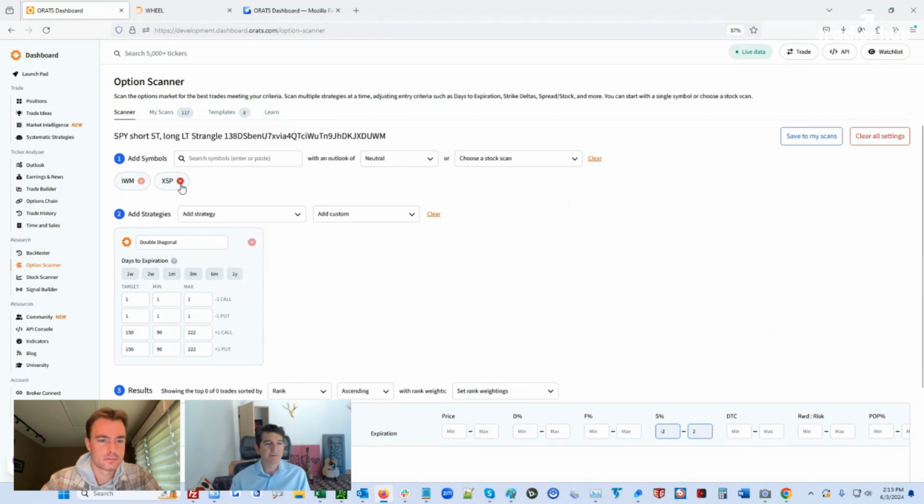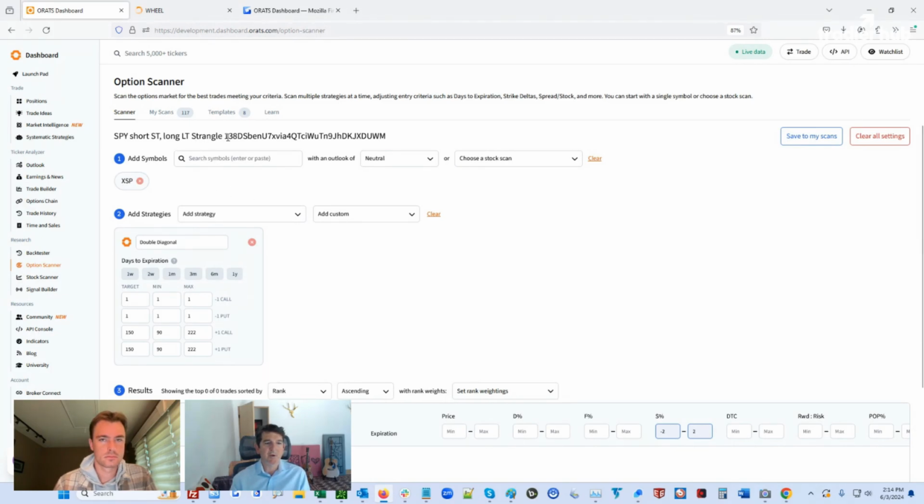So here's IWM. I've been using XSP because a lot of these you hold to expiration, and these close right at expiration. I think IWM does too, but we'll have to look at that. I'm not sure if they trade into expiration, I'll have to check on that. But I've been liking XSP as well on this. It's the mini SPX.